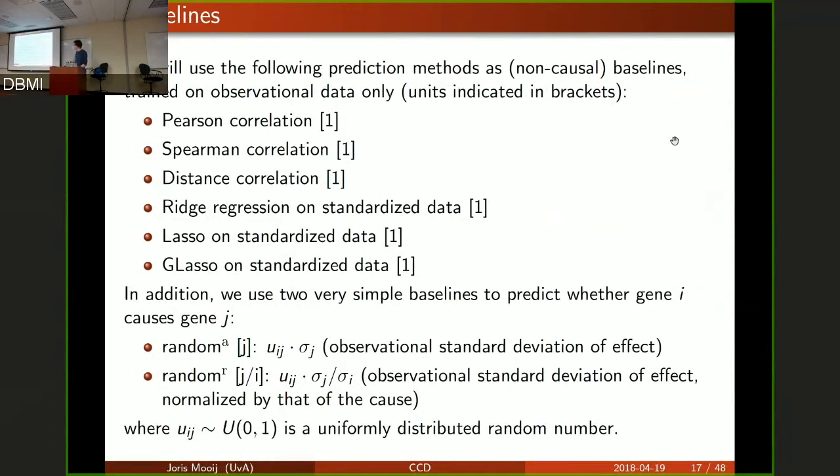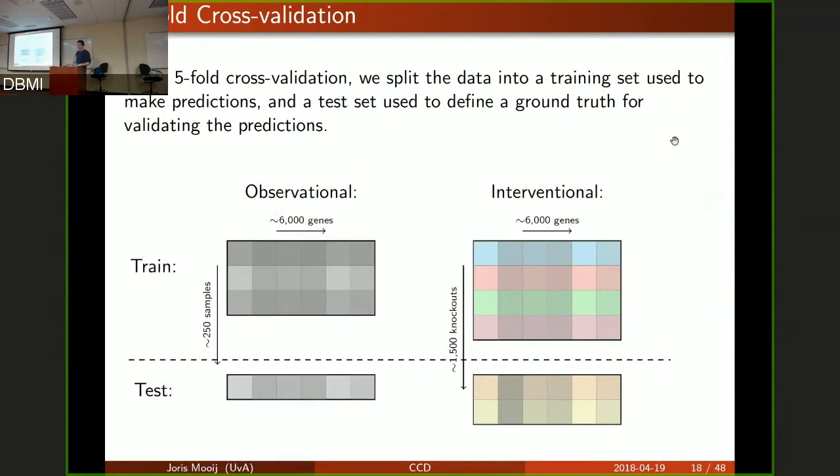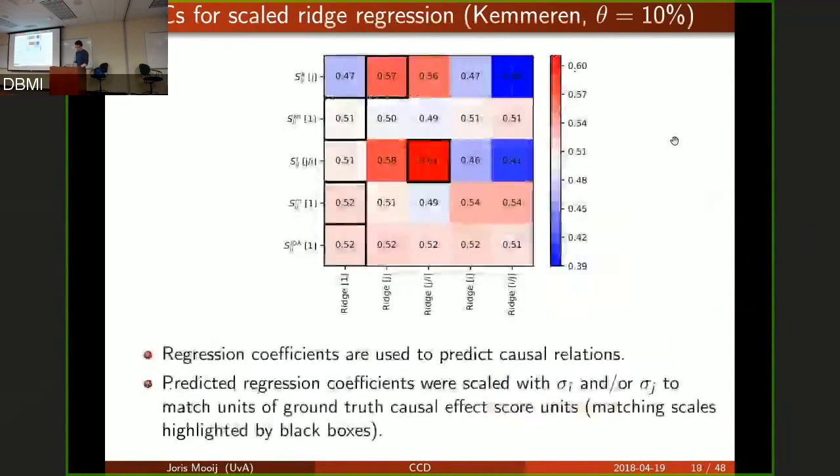And there is this question of the units. So here, this prediction score has units of j, so I indicated via this, and this one has j over i. And we do basically a five-fold cross-validation. We use part of the data for predictions and another complementary part for testing, and then cycle through. If we do this, for example, for ridge regression as one of our baselines, we get the following AUC results. So this is on the Kemmeren data where we take the top 10% as the true facts.